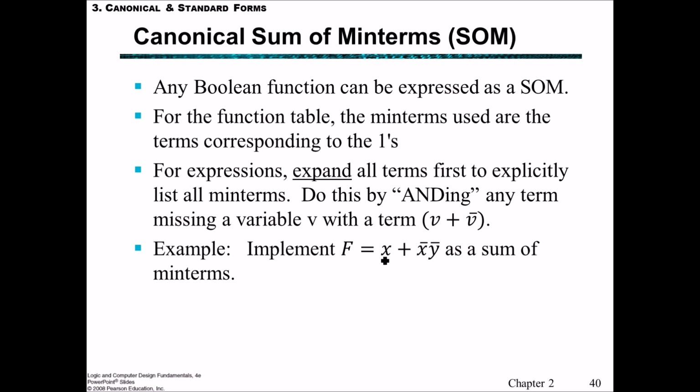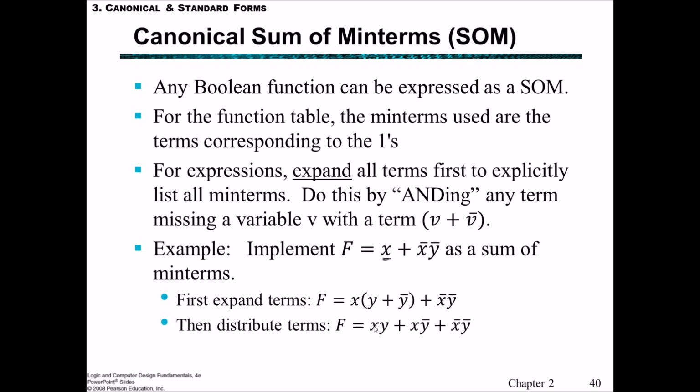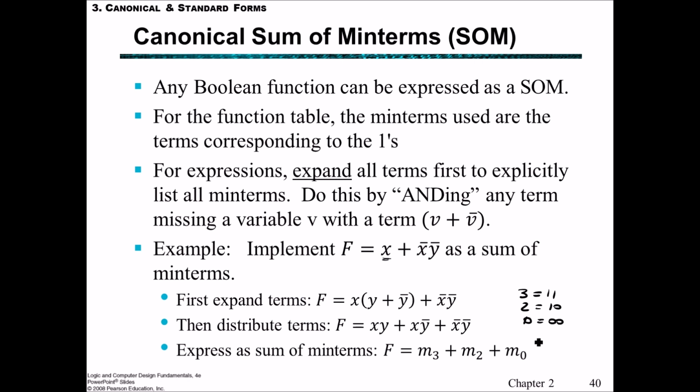Here we have a function equaling to x or not x and not y. But notice here that we don't have a y with this term, so it's not a minterm. We need to bring a y into this. In order to do that, we AND it with y or the complement of y, not y. And then we expand that out so that we have x and y, or x and not y, or not x and not y. And then we know from that which minterms we're using, because these ones are equivalent to minterm 3, where 3 is equal to 1, 1, 2 is equal to 1, 0, 0 is equal to 0, 0.